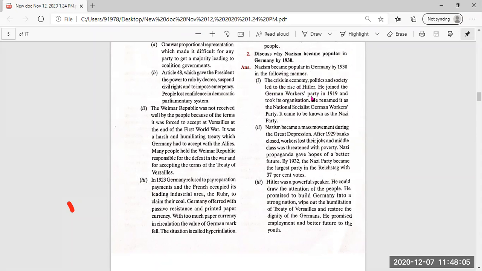He joined the German Workers' Party in 1919 and took over its organization. Seeing the condition of Germany, Hitler felt very bad, and that is why he joined the German Workers' Party and renamed it the National Socialist German Workers' Party, and it came to be known as the Nazi Party. So which organization came to be known as the Nazi Party? The National Socialist German Workers' Party, later called the Nazi Party.